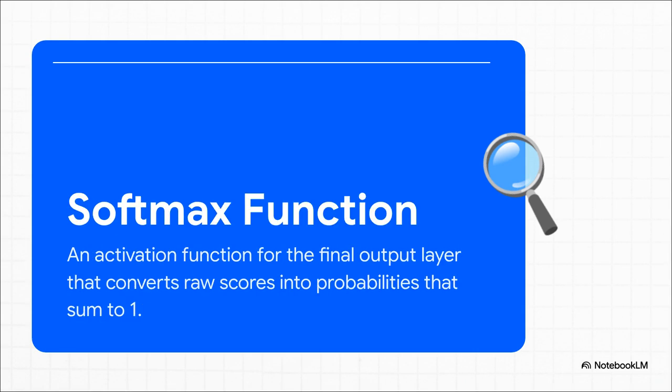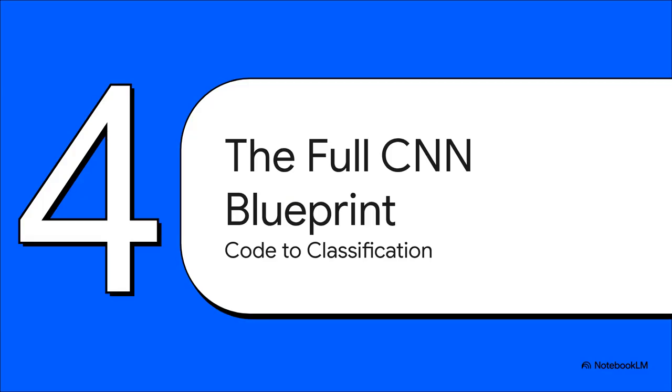So the final output layer gives us a set of raw scores for each possible thing it could be. And to make those scores easy for us humans to understand, we pass them through a special function called softmax. It does this clever little trick where it converts all those scores into a nice, clean set of probabilities that all add up to 100%. And that's it. That's the full journey, all the way from raw pixels to a final, confident prediction.